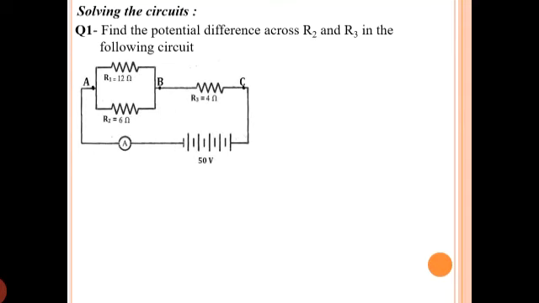You can see there are three different resistors connected in the circuit: R1, R2, R3, that is 12 ohm, 6 ohm and 4 ohm, and a battery of 50 volt is connected. Based on this circuit we have to find out how much will be the potential difference across R2 and R3. If you remember, we understood that across any resistor there will be a potential drop, means there will be some potential difference, and that we can calculate with the help of Ohm's law.